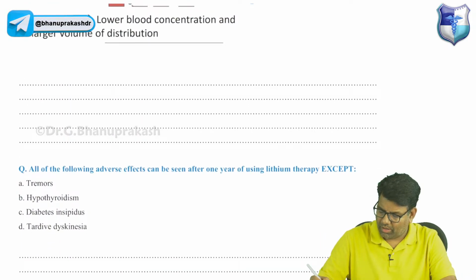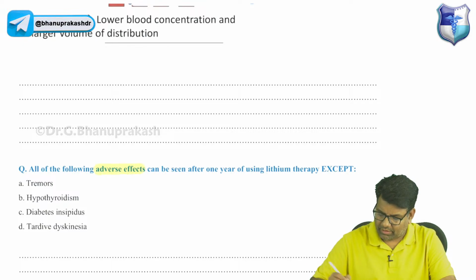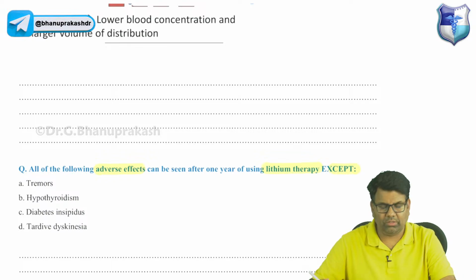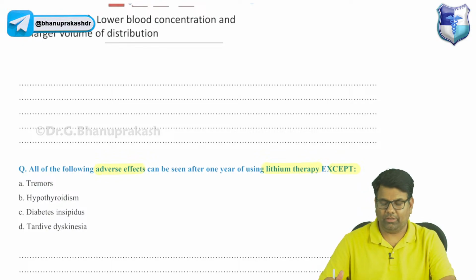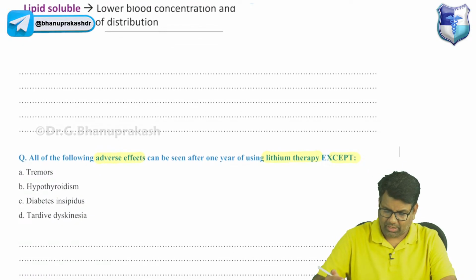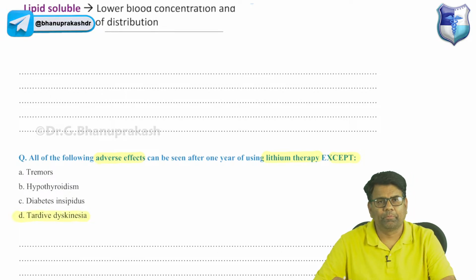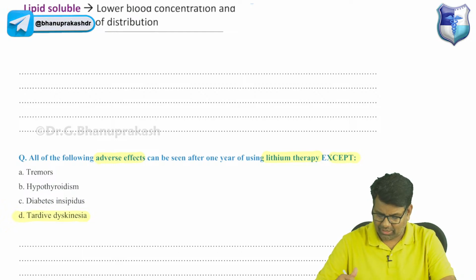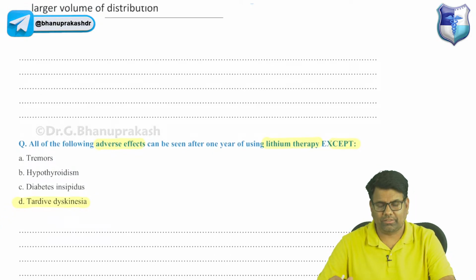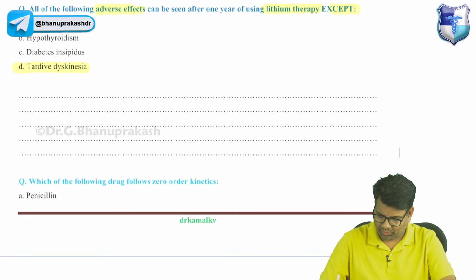Now, which adverse effect is not a feature or side effect of lithium therapy on long-term administration, after 1 year? The answer is, yes Rubik, you are right, tardive dyskinesia. We see tremors, we see even diabetes insipidus. So tardive dyskinesia has nothing to do with lithium therapy.